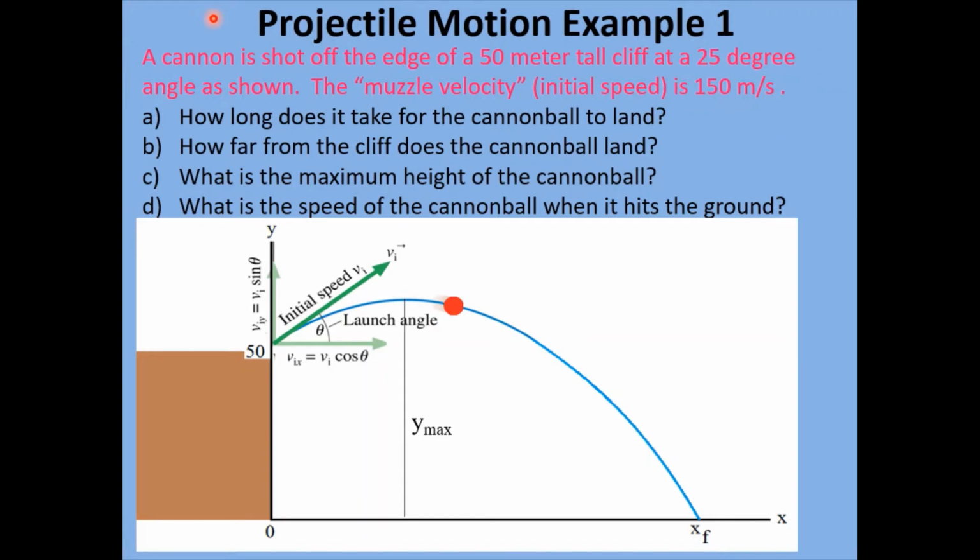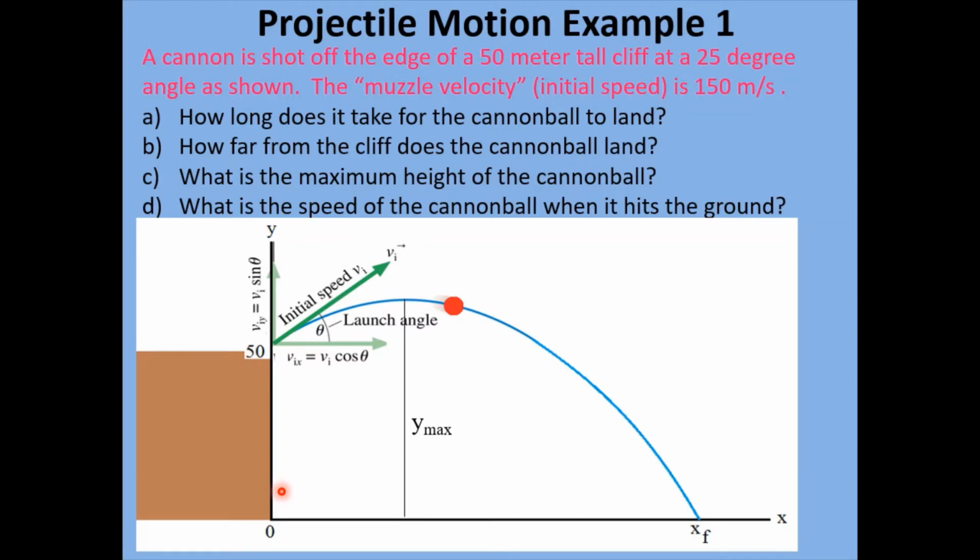So let's now work through an example of projectile motion. In this example, we have a cannon that's shot off the edge of a 50-meter tall cliff at a 25-degree angle as shown. The muzzle velocity or initial speed of the cannonball is 150 meters per second. So here's the picture of what's going on here.